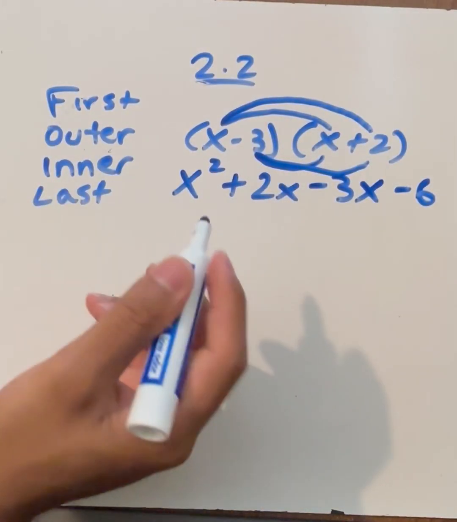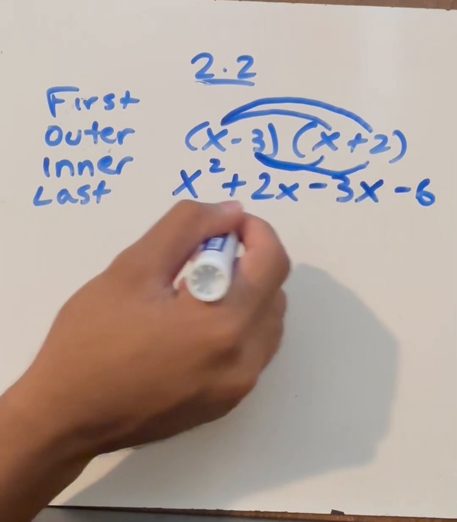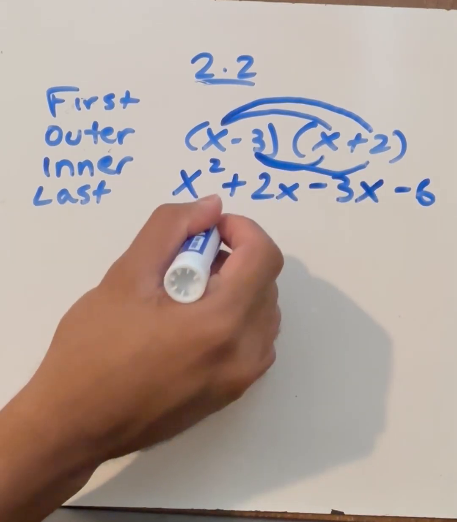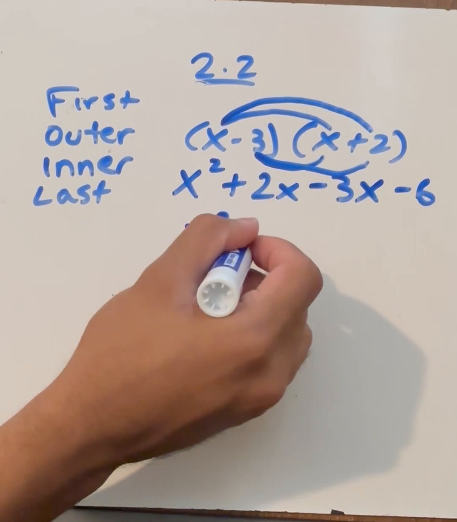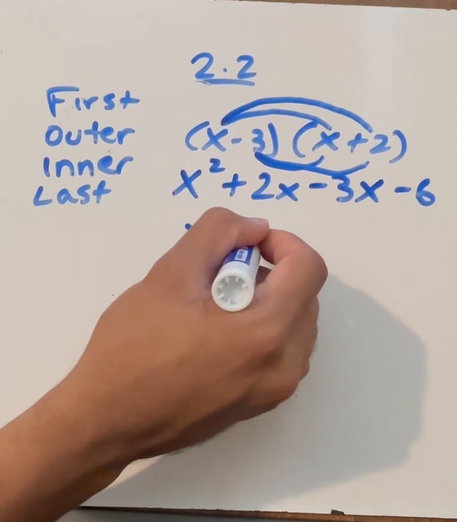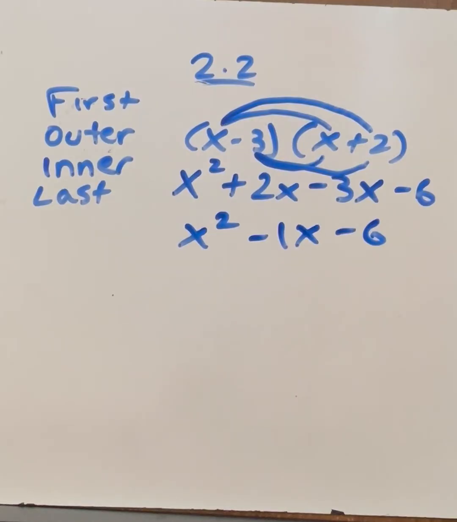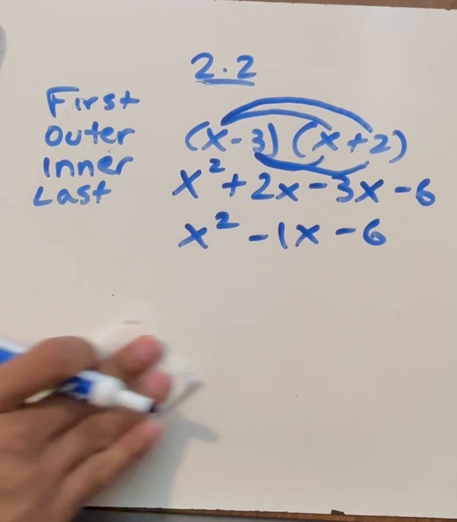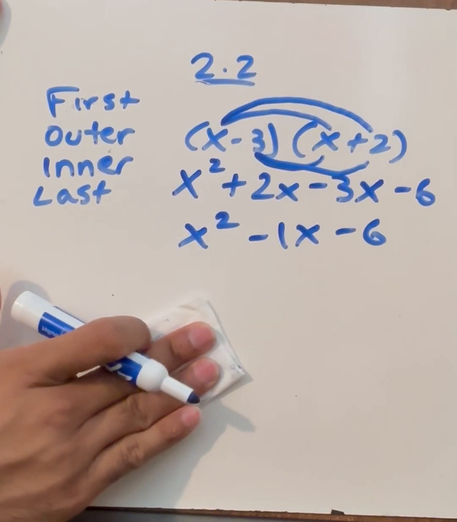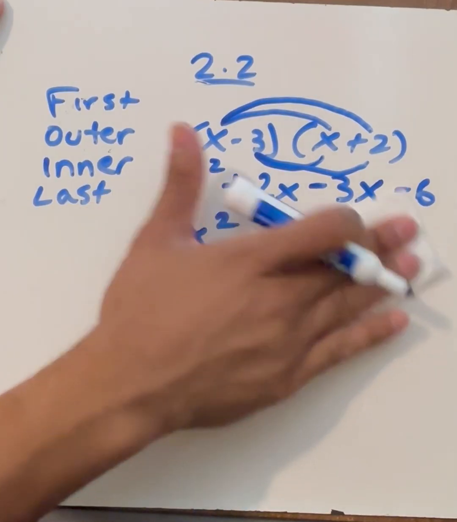Now all we have to do is combine the like terms in the middle. So we have x squared. 2 minus 3 is negative 1, so 2x minus 3x is negative 1x. And then minus 6 on the end. That is it. Let's take a look at FOIL one more time, because eventually this will be the method that you go to. This will be the go-to method for everyone. Let's take a look at that again.